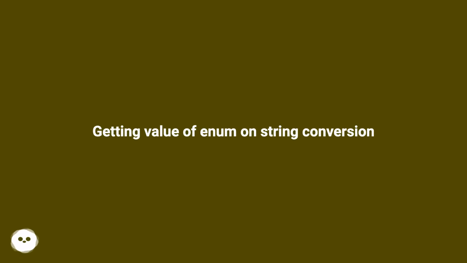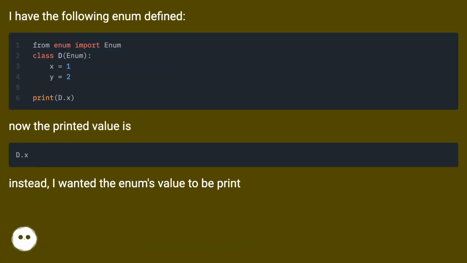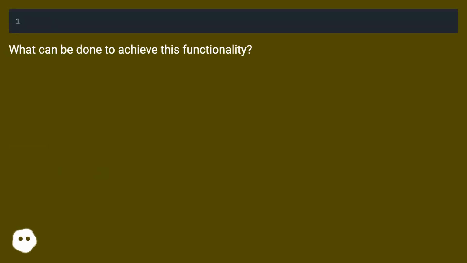Getting value of enum on string conversion. I have the following enum defined. Now the printed value is. Instead, I wanted the enum's value to be printed. What can be done to achieve this functionality?